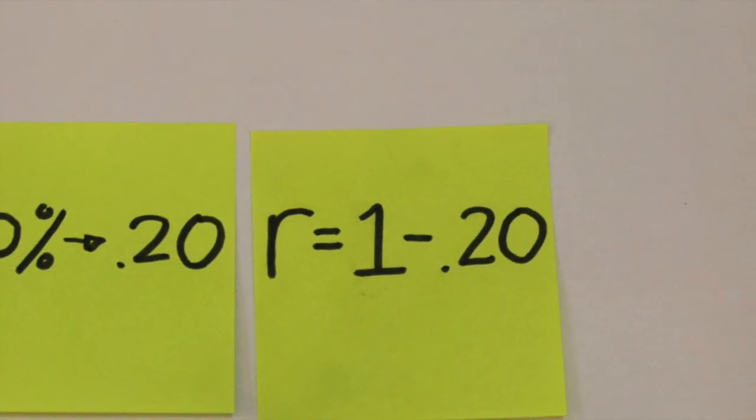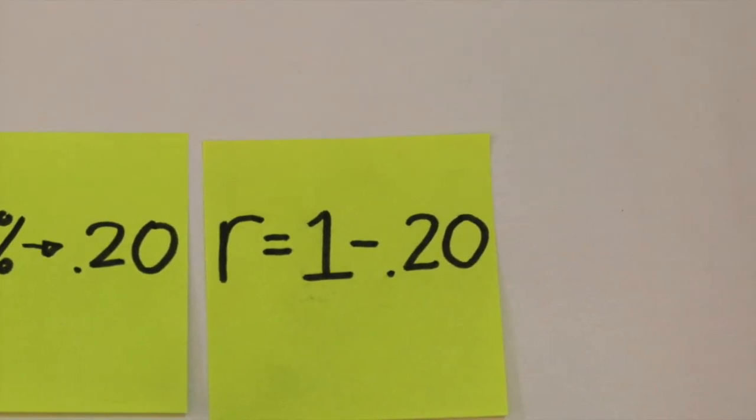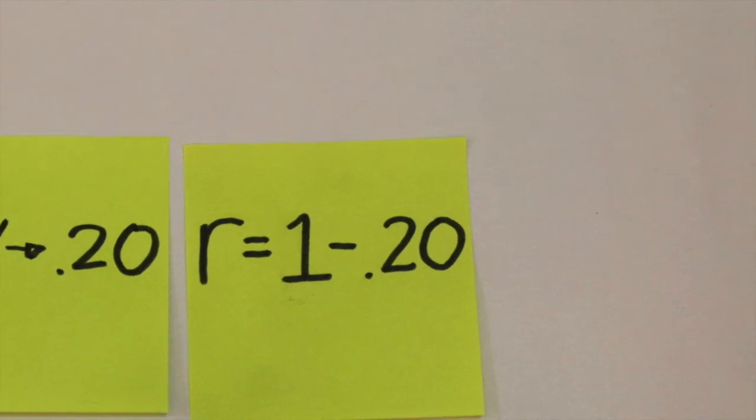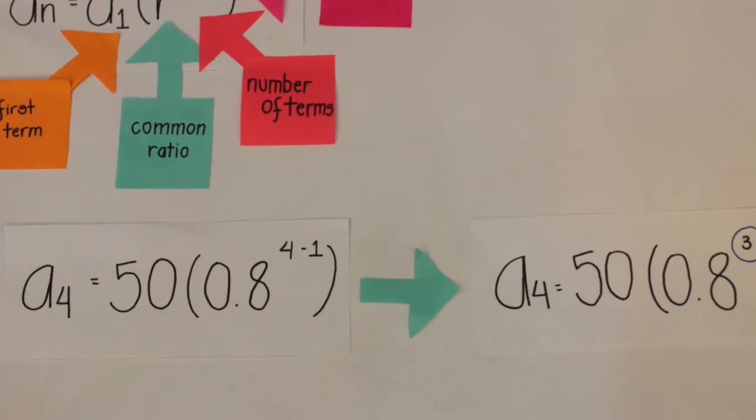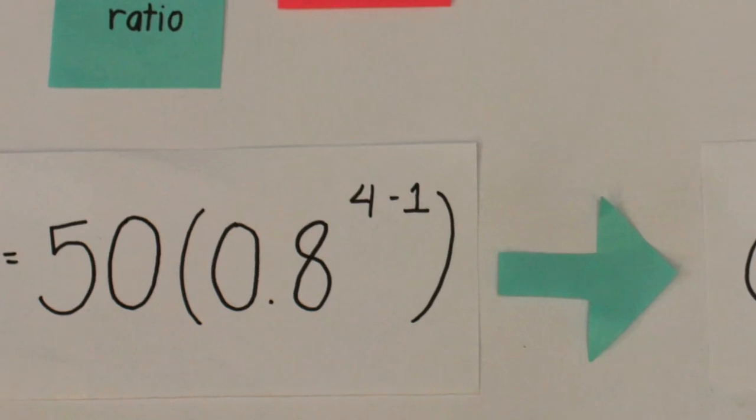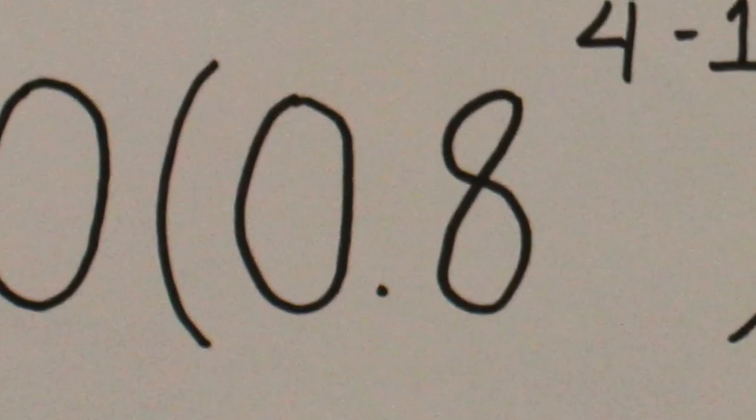Second step, to solve for r, it is 1 minus the decimal form of the percent. The minus sign varies because it depends on whether your situation is increasing or decreasing. Since our problem shows a decreasing action, we will use subtraction. So, 1 minus 0.20 and the answer will be 0.8. Therefore, 0.8 is now your r.